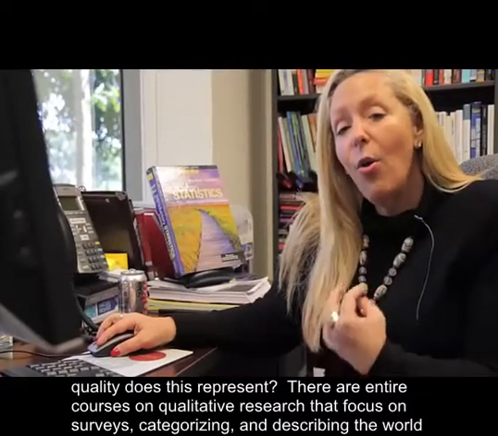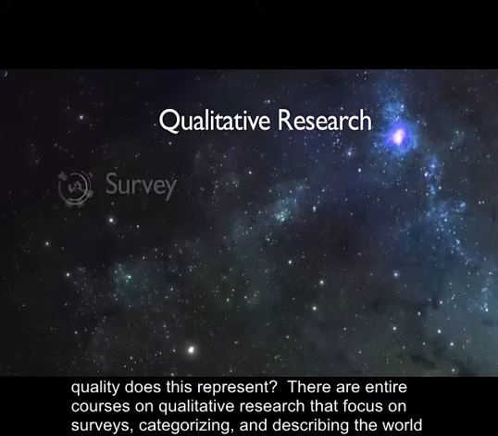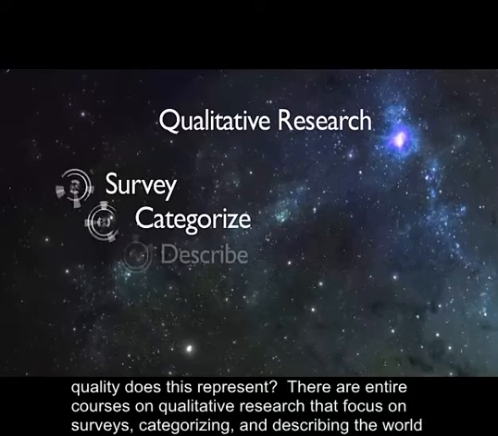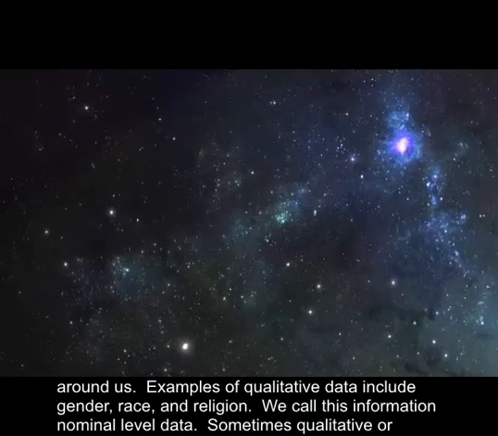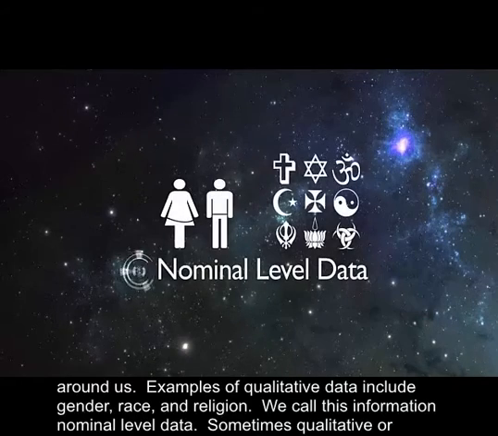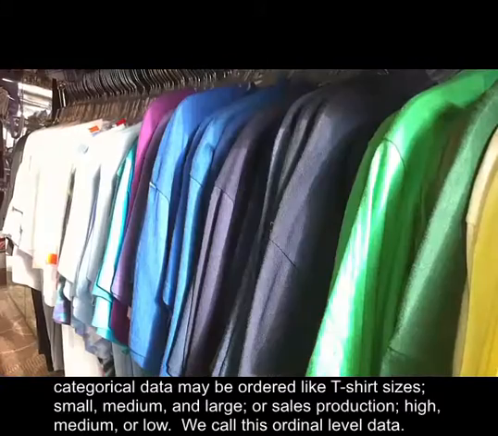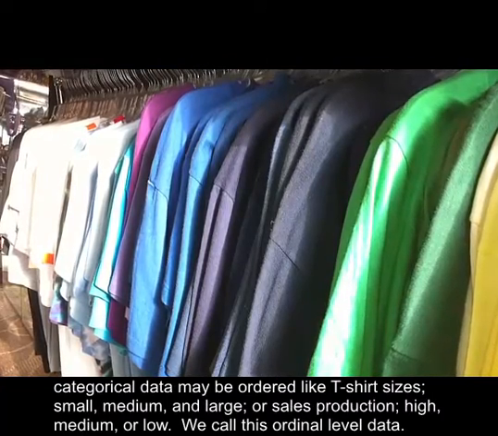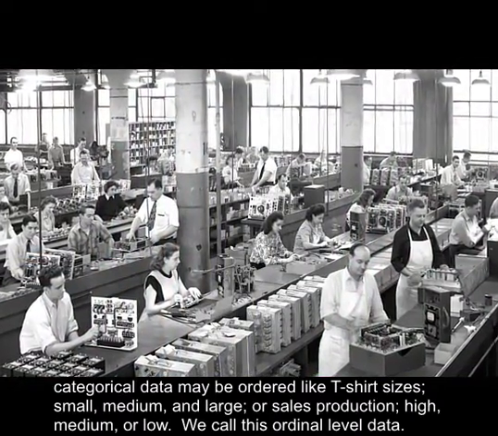There are entire courses on qualitative research that focus on surveys, categorizing, and describing the world around us. Examples of qualitative data include gender, race, and religion. We call this information nominal level data. Sometimes qualitative or categorical data may be ordered, like t-shirt sizes, small, medium, and large, or sales production, high, medium, or low. We call this ordinal level data.